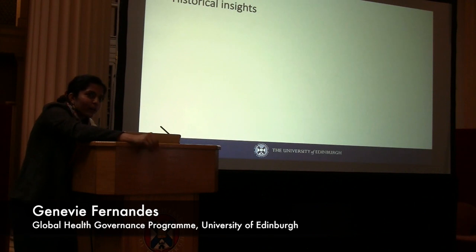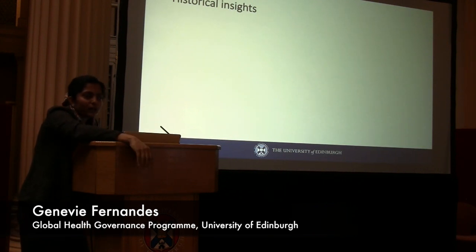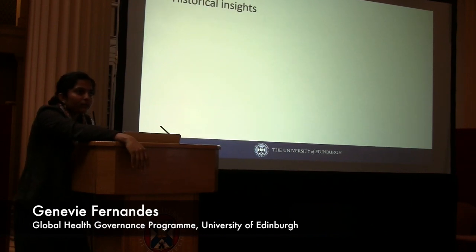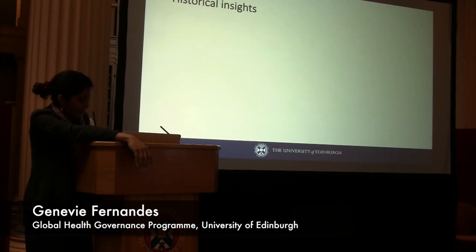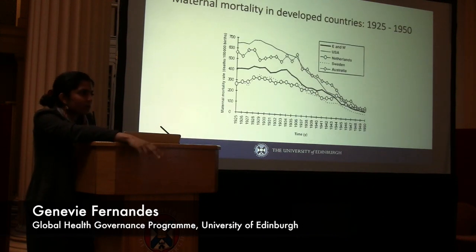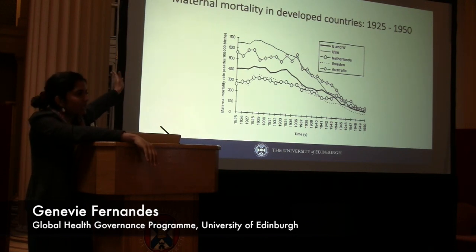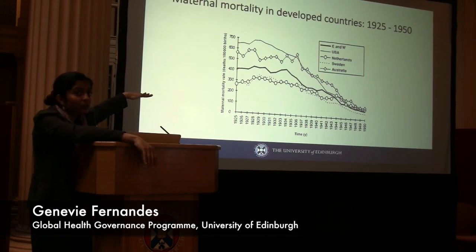Alright, so now that we're done with the global picture, I thought it'd be interesting to go back to history and look at lessons that have been learned, because if you look at Northwestern Europe, this graph pretty much tells you a picture. This captures maternal mortality from 1925 to 1950. And you can see E and W, which is England and Wales, the USA, Netherlands, Sweden, Australia.